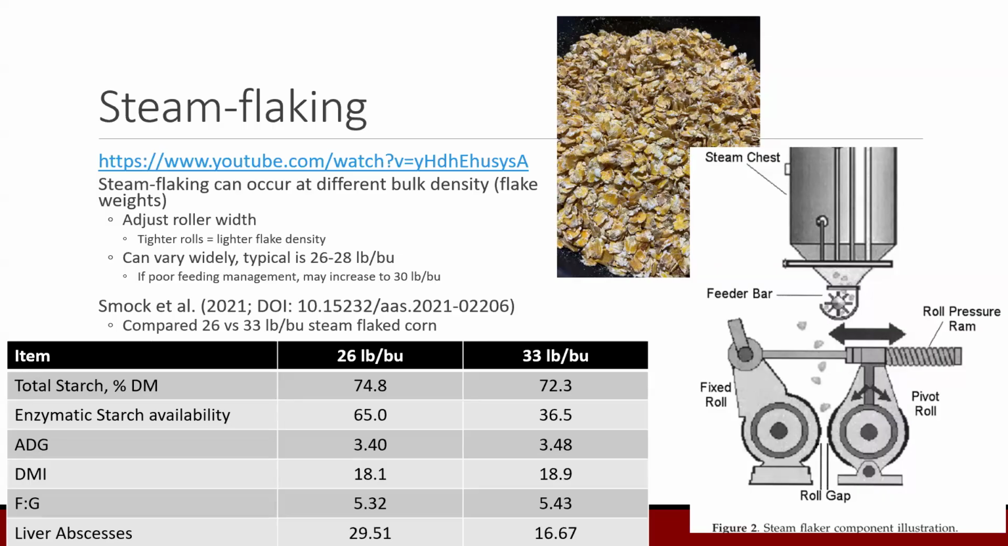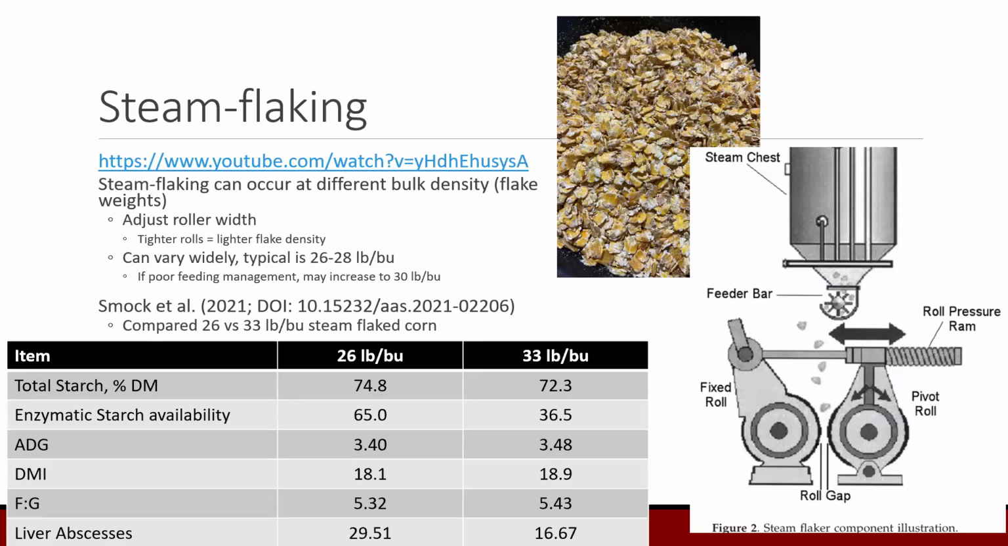So we can flake that to different bulk densities, which we call flake weights. We do that by adjusting the roller. We can adjust this using this roller pressure arm to bring the roller closer or push it farther back to adjust the roller gap to determine how thin that grain will be processed. Typically, we're doing somewhere around 26 to 28 pounds per bushel.